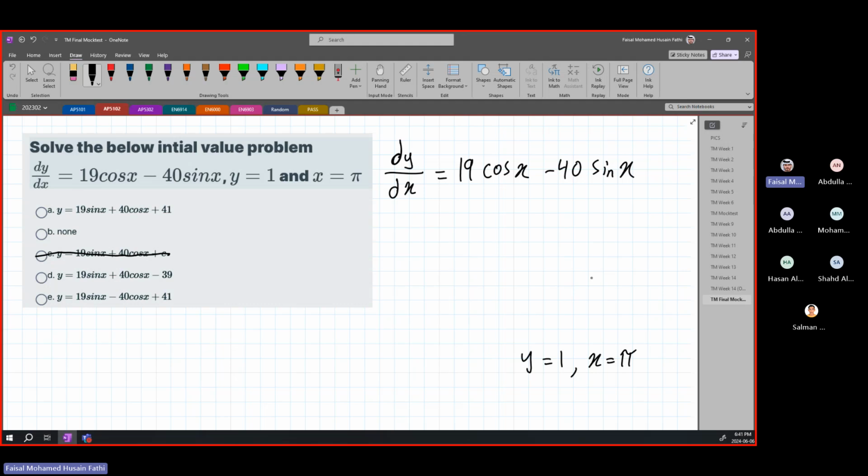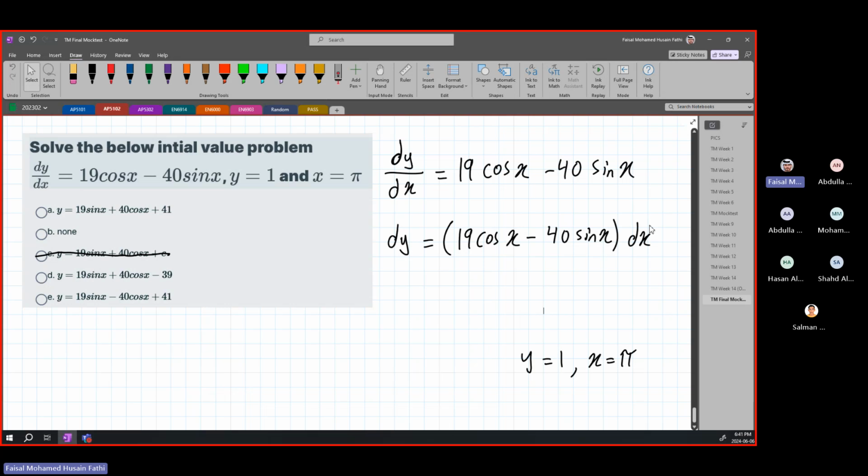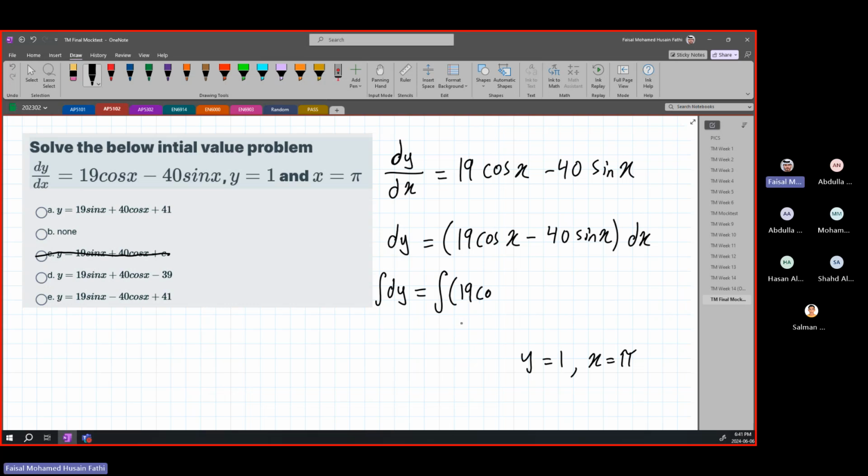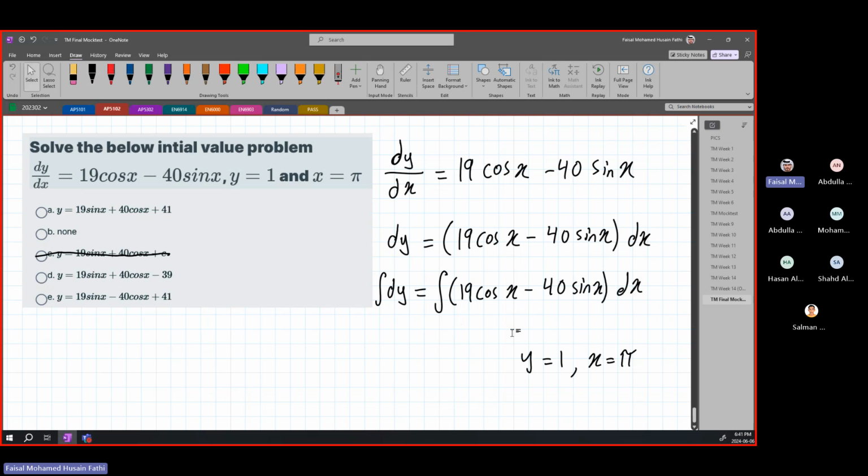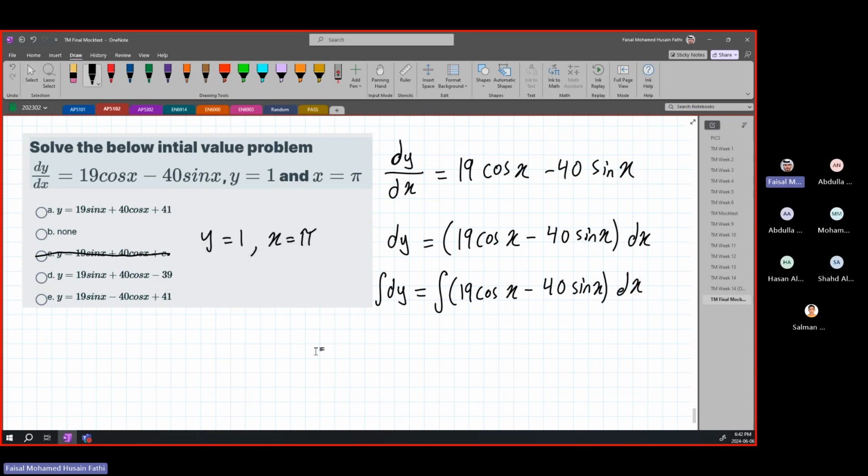Let us first do our separation. dy is going to be equal to 19 cosine x minus 40 sine x times dx. We have all the x's on one side with dx, and no y's, but in this case we have dy by itself. So we can just do our integration directly here. So the integration of dy is equal to the integration of 19 cosine x minus 40 sine x dx. All right. So continuing now our integration, this is going to be y, because remember, this is the same as saying 1 dy. All right.